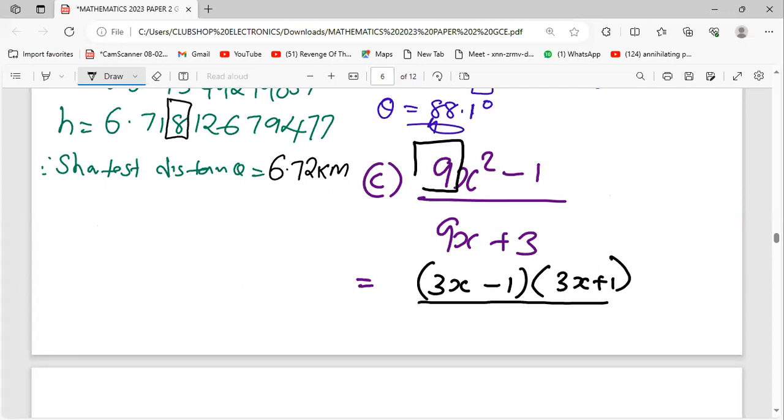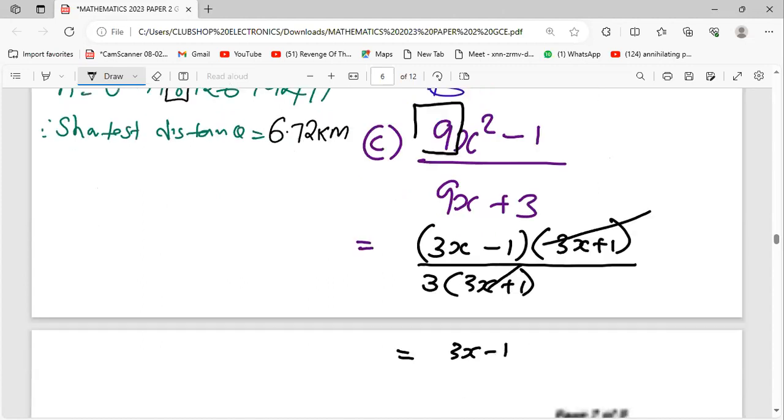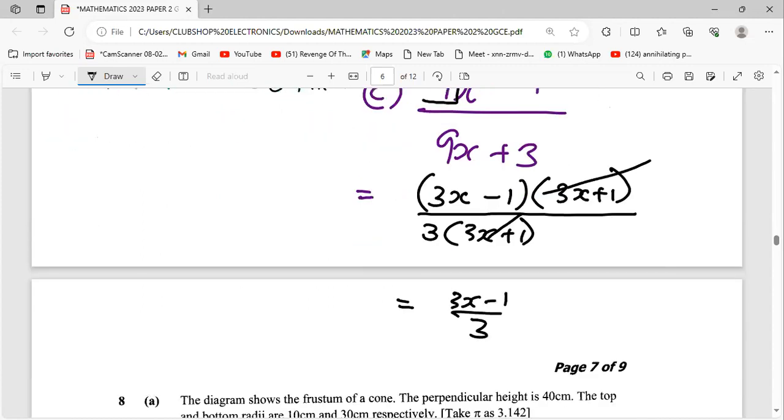Then divided by here, there's a plus. Difference of two squares does not work. You can get what is common, 3. 3 into 9x, 3x plus 1. So 3x plus 1 and 3x plus 1 will cancel. So the answer will be 3x minus 1 over 3. Or you can divide 3x divided by 3 minus 1 divided by 3, which will be x minus 1 over 3. You can do that.